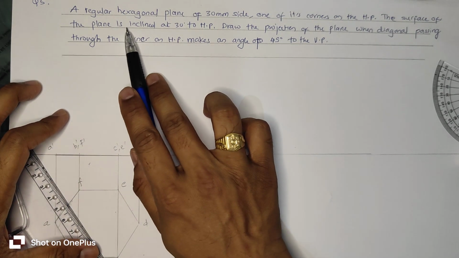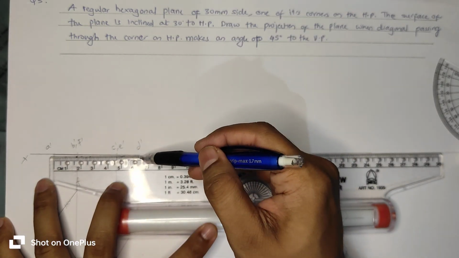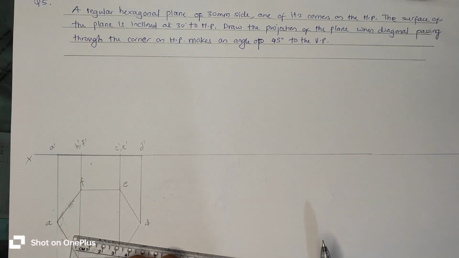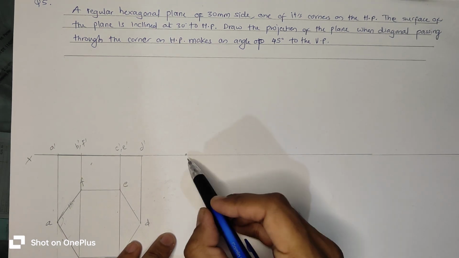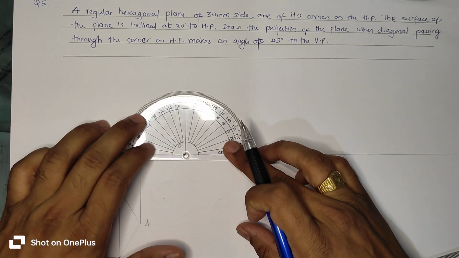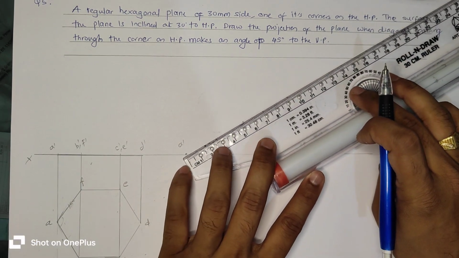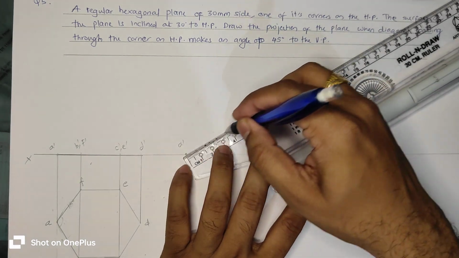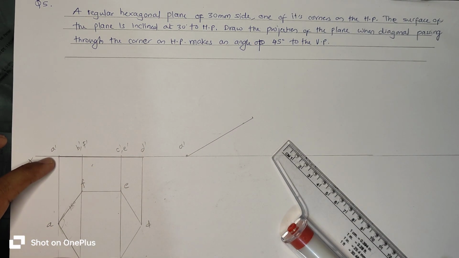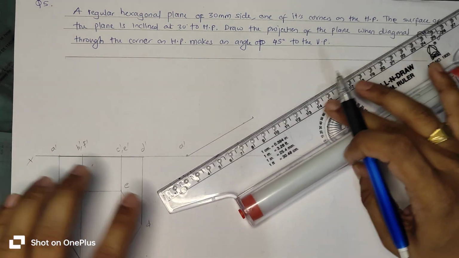Now in the question it is given that the plane is inclined at 30 degree to HP. So measure this front view. This front view is 6 centimeter, near to 60 mm. Then take any point here, and from this point take a 30 degree angle and draw a 6 centimeter line. Then take points with the help of a scale, so this distance is 1.5, 3 and 1.5.